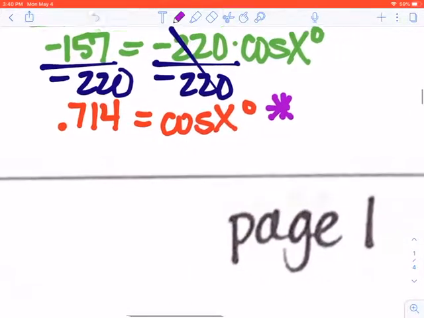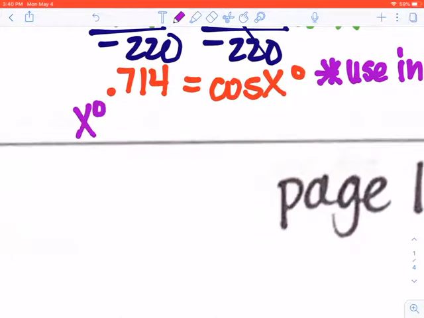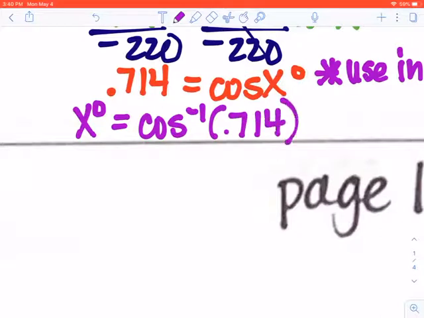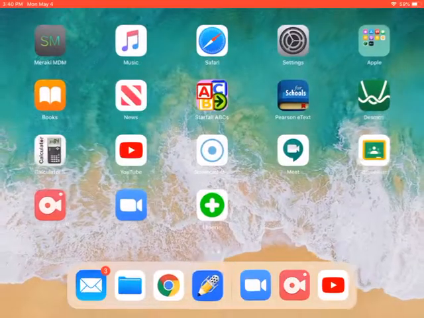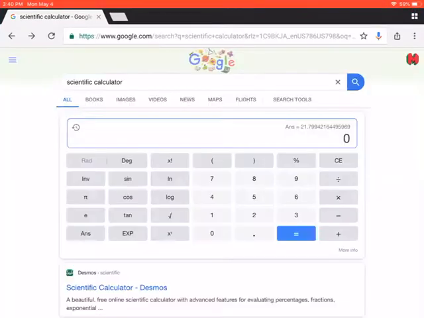Just like in law of sines, when you're trying to find an angle, you need to use the inverse. So the last step here, if you want to find your x in degrees, is you need to take the inverse cosine of 0.714. You do this in your calculator, okay? So I'll go to my calculator. Let me clear everything. And watch, let me put in the negative 157, and I'll divide it by the negative 220, so that last step we were doing. Okay, so we get that 0.714.